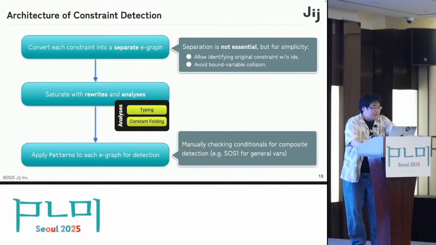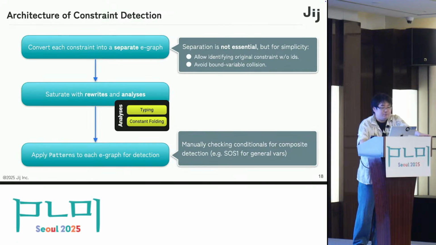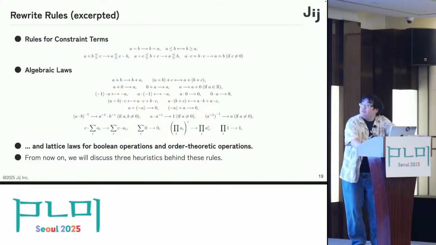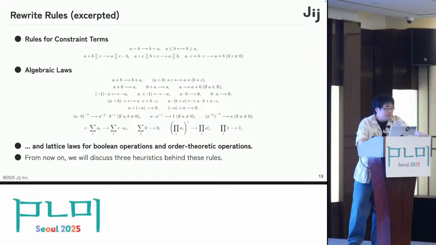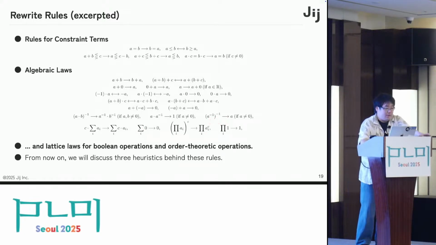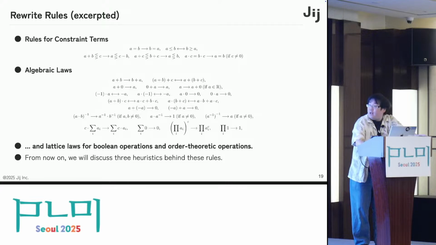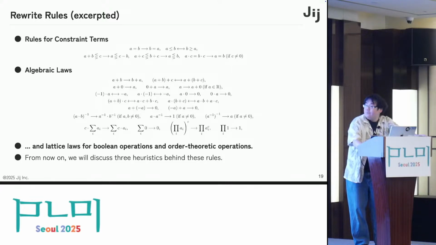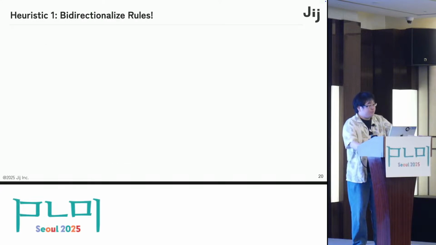Okay. And currently we are manually checking conditionals for composite detection, such as SOS1 for general variables. Okay. And here are some excerpted rewrite rules. So it consists of rules for constraint terms, equality or inequality rules, and some algebraic rules involving reduction operators, and lattice rules, Boolean operations, and for Boolean and order applications. And we will cover why we came up with these rules from now on.